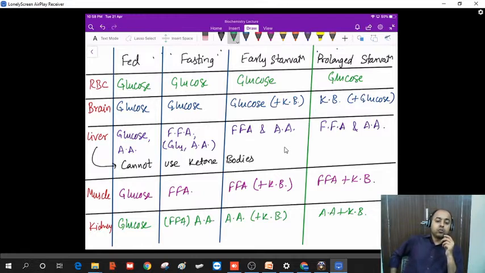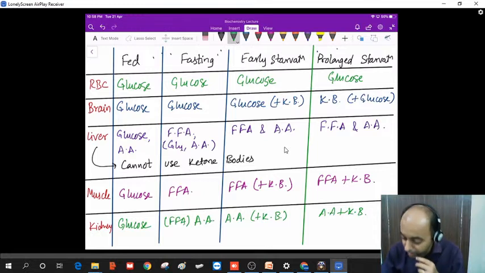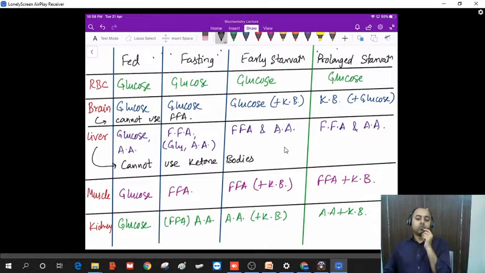The liver cannot use ketone bodies. The brain cannot use free fatty acid. RBC can only use glucose. Muscles cannot efficiently metabolize the amino acid. I will not say that they cannot use amino acid. They can use it, but they cannot use it efficiently. So this tells us about the fuel for the different tissues and different conditions, and it covers all sorts of questions related to the fuel for the tissues.